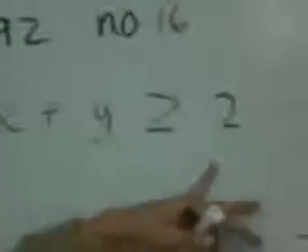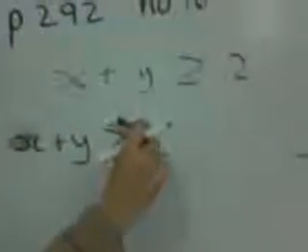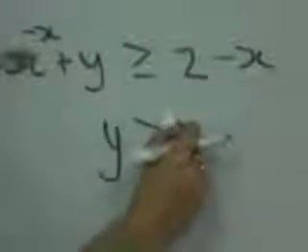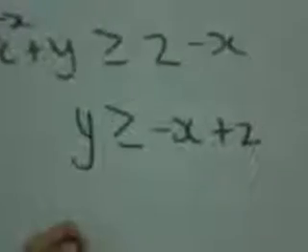Okay, I can't just graph it as it is. It's going to be very difficult to do that, so before I graph it, I always need to rewrite this in slope-intercept form. So it's x plus y greater than or equal to 2, so the x needs to go to the other side. I'm going to say minus x on this side, so it's going to be minus x on that side. So y is greater than or equal to minus x plus 2. Okay, now I have it in slope-intercept form.